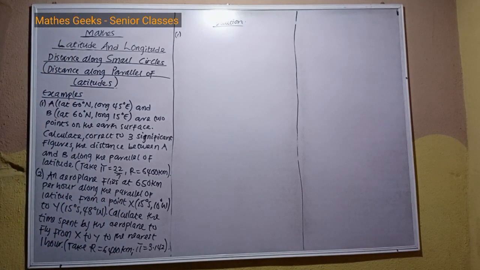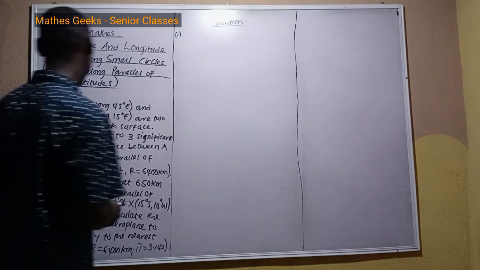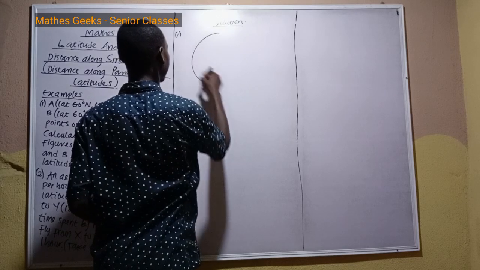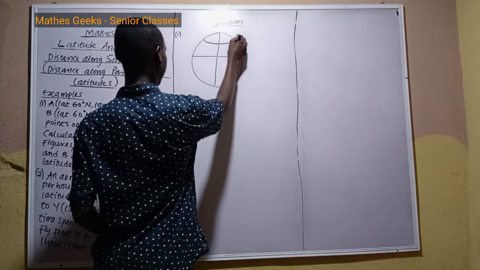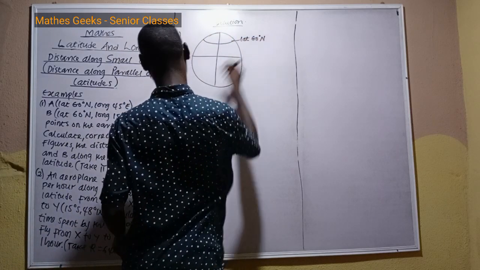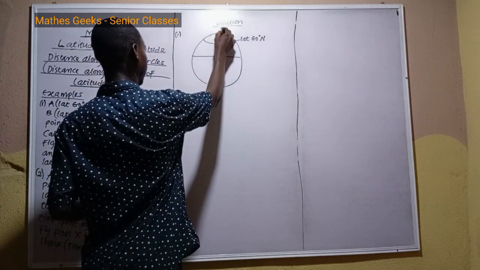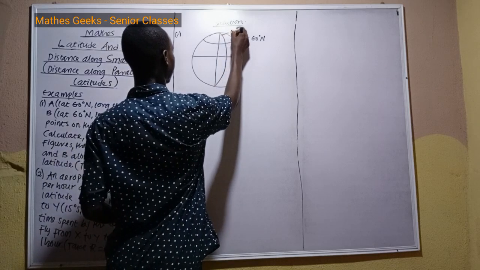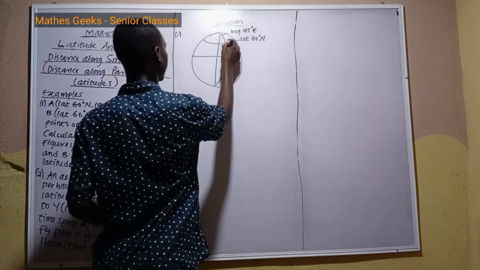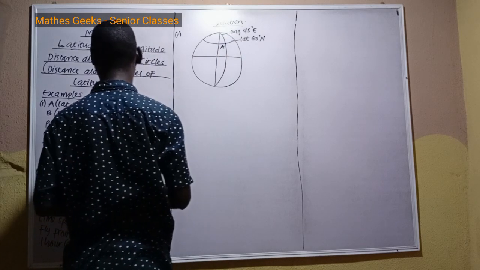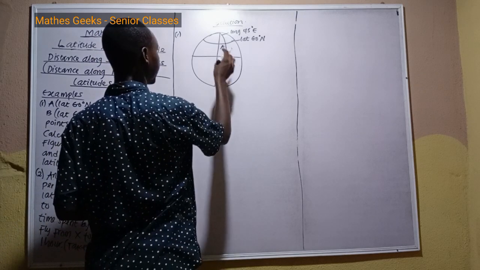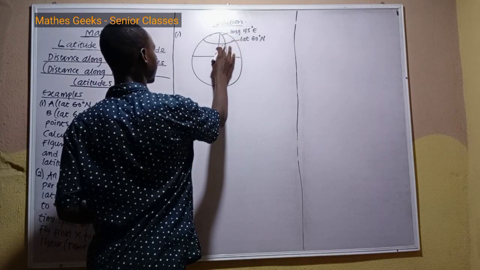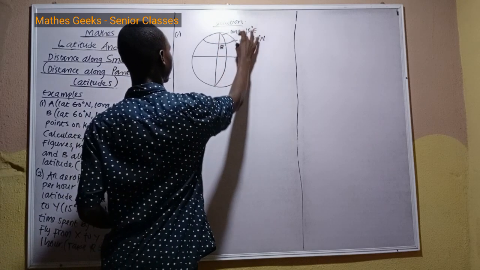Number one, A, latitude 60 degrees north. Point A is at latitude 60 degrees north, longitude 45 degrees east. So this is point A. Point B is on latitude 60 degrees north, same latitude, but longitude 15 degrees east. Okay, so there's B, longitude 15 degrees east.